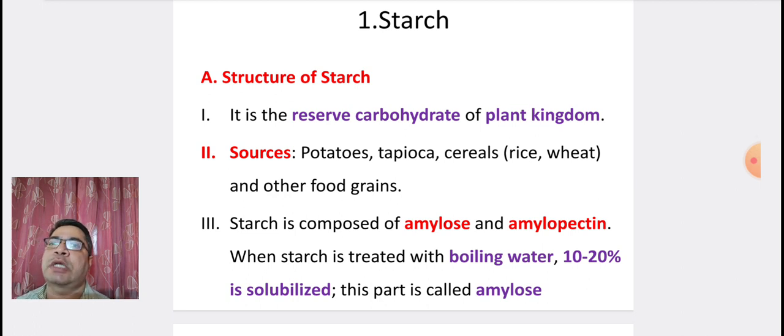Coming to the structure of starch. It is a reserve carbohydrate of the plant kingdom. Examples of sources are potatoes, tapioca, and cereals, which are rice, wheat, and other grains. Starch is composed of amylose and amylopectin. When treated with boiling water, 10 to 20% is solubilized. This is called amylose.